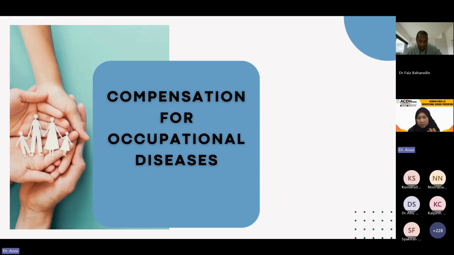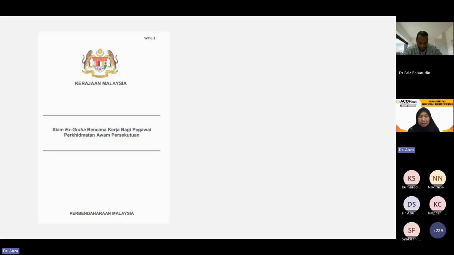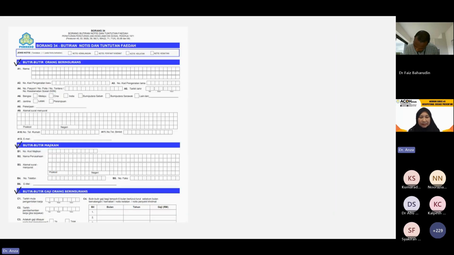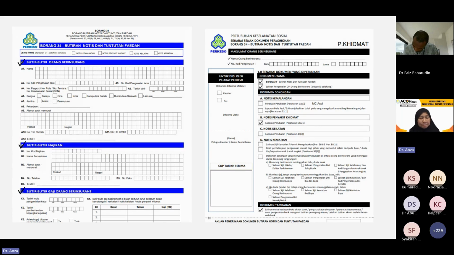Right, so next we go on to the compensation for occupational diseases. Okay, so sorry, it is in Bahasa Malaysia. So this is for government workers where we have ex gratia for compensation. Okay, so this is an example. Sorry, again, it is in Bahasa Malaysia. So this is for workers who will be eligible to get compensation due to occupational disease. So these are the forms.